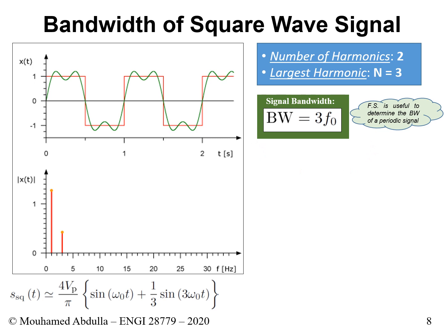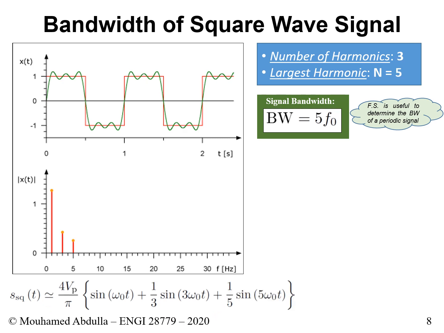Okay, let's see what happens if we improve this a bit more. We improve the estimation, so we try to estimate this a bit better. If we add an extra term, what happens? Let's look at the changes. Now we are adding a third harmonic. How many harmonics do you have? You have 1, 2, 3 harmonics. What is the largest harmonic? It's 5. What is the bandwidth? This is 5F naught minus 0. This difference here is your bandwidth.